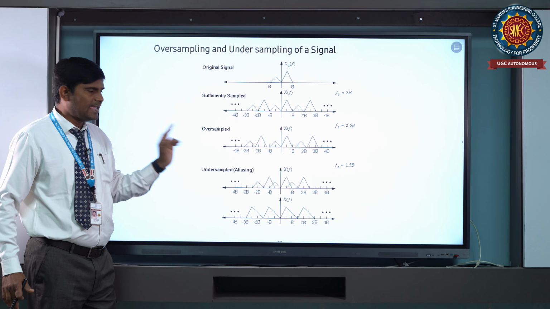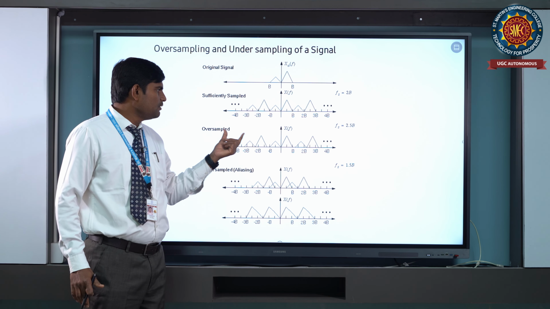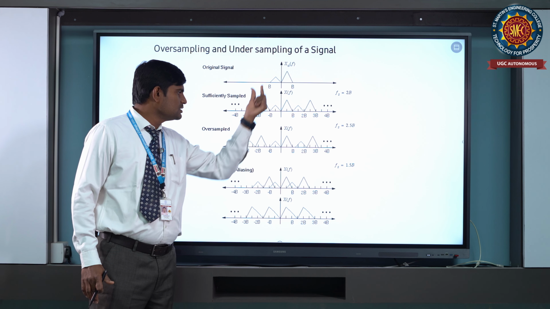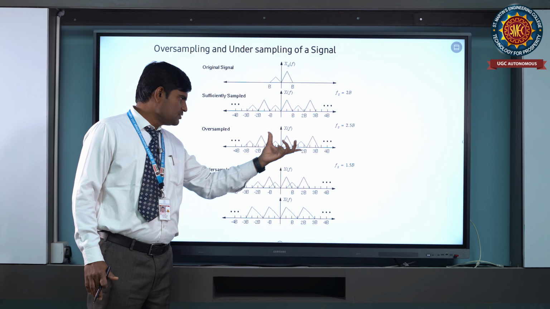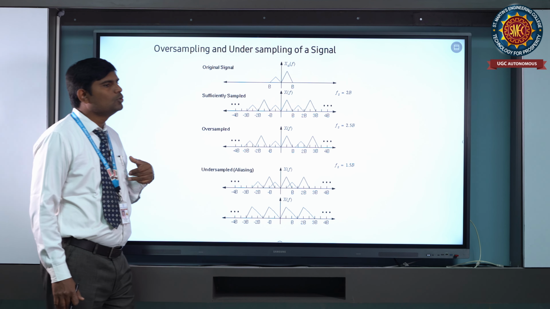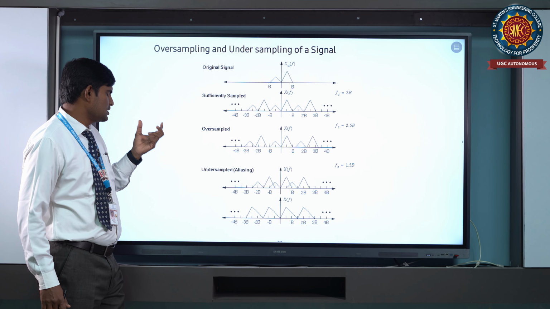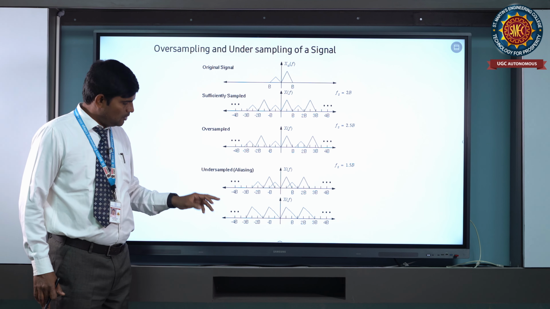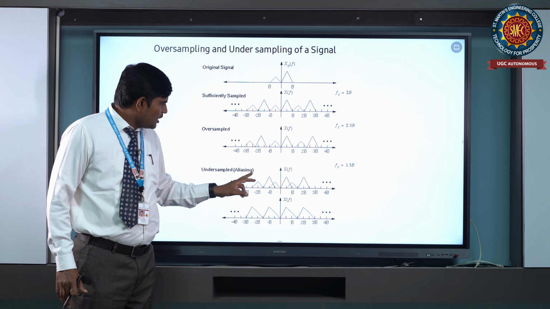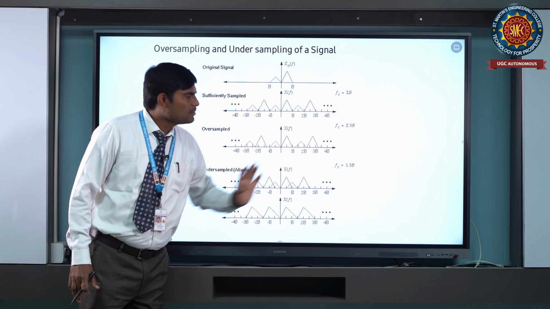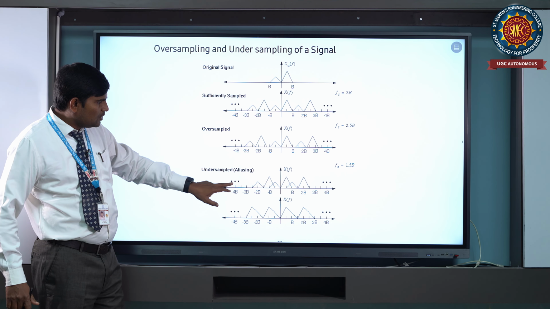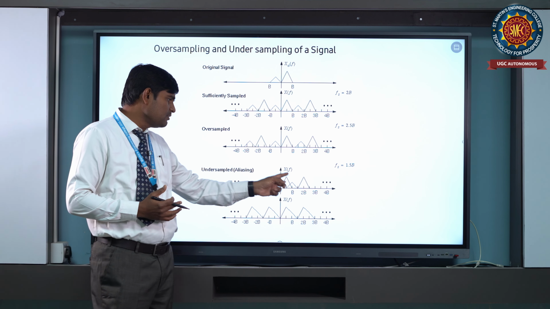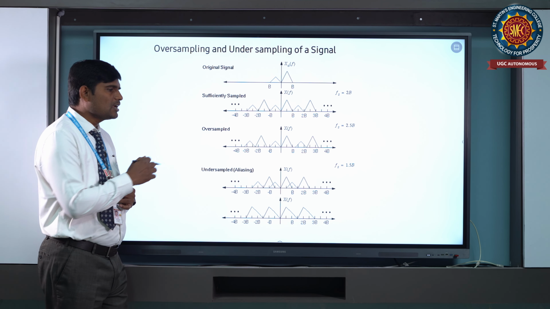Now the second case is oversampled. That means there will be a gap between the successive cycles of the original signal. The replicas will have more spacing, so the bandwidth will not be effectively utilized in this case. And the third case is undersampling, when we use Fs less than 2 times the maximum frequency. Here, the successive cycles come close to each other and then overlap with each other, so this condition fails.